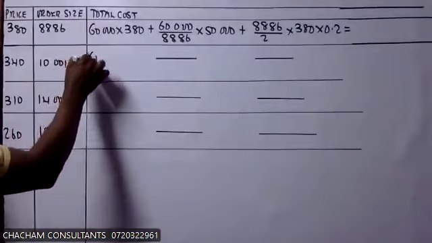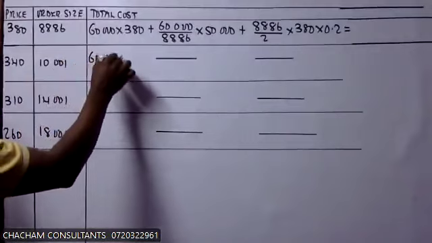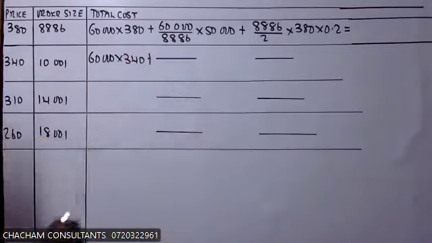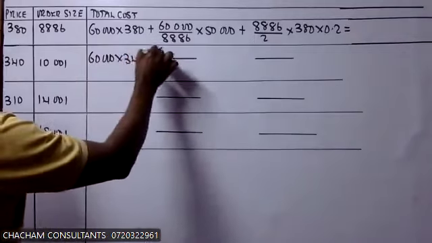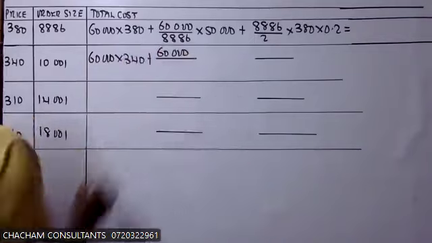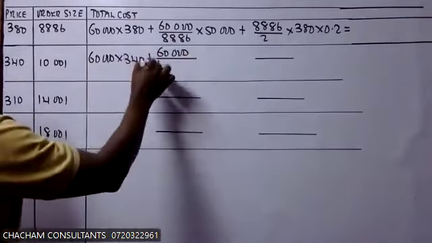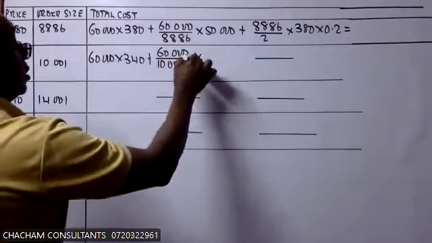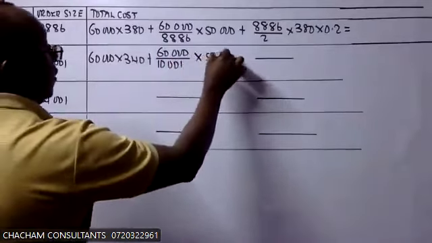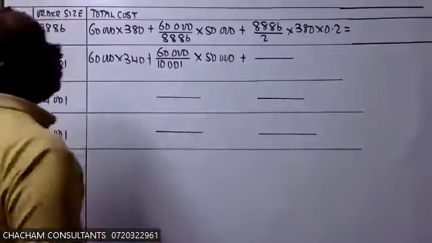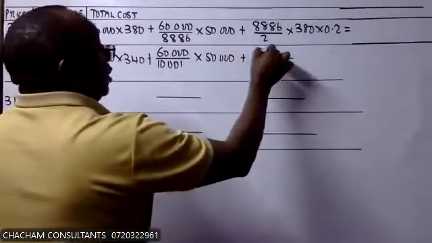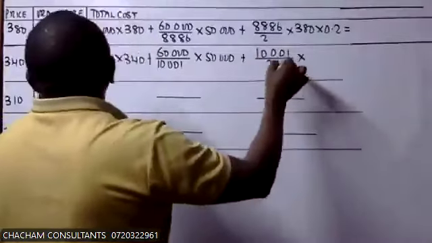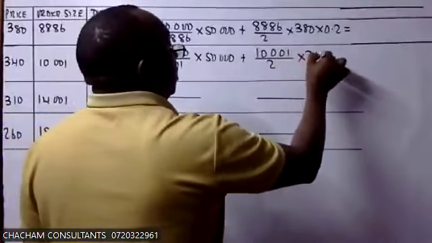So this one will be 60 times 340 plus 60,000. I divide by 10,001 times 50,000 plus 10,001 times 340.